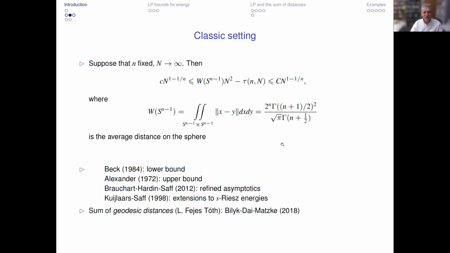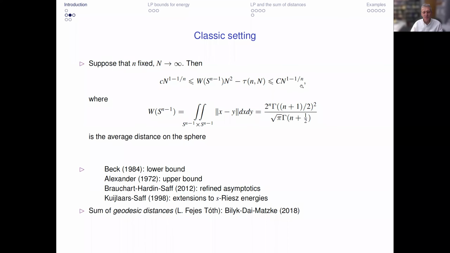Now, the classic setting assumes that the dimension is fixed and the cardinality goes to infinity. Introducing the average distance on the sphere to state the bounds, the average distance is nothing but the average of pairwise distances over all the points on the sphere. This is an easily computable quantity, and this is the explicit expression. So then the difference between this scaled average distance and the sum of distances in any code of size n on the sphere is non-negative to begin with, and we shall remark later why. And then there are bounds from below and from above.